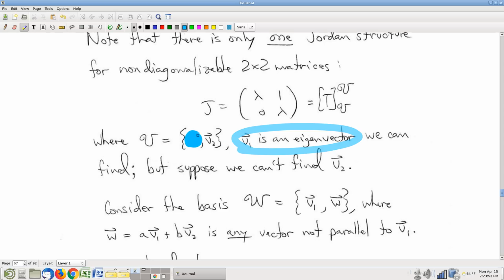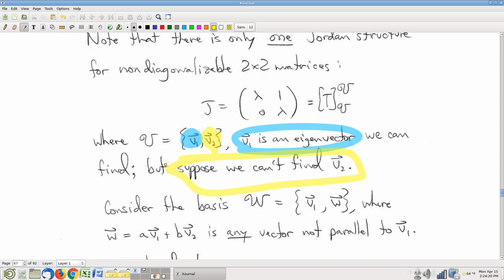This first vector we know is an eigenvector. Jordan block, first column, all that business. We know that first vector is going to be an eigenvector. The second vector, we don't know how to find it. And here's the nice punchline. It doesn't matter. Pretty much pick any vector. It's going to be fine.